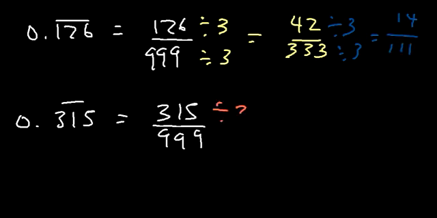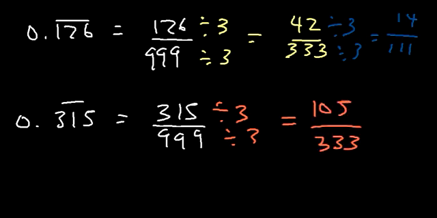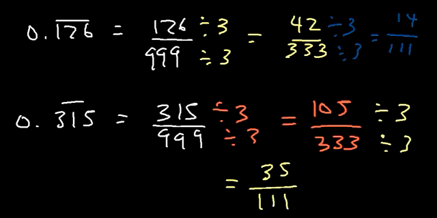For this one, if we divide both numbers by 3, 315 divided by 3 is 105. And you could divide that further by 3. This will give you 35 over 111.